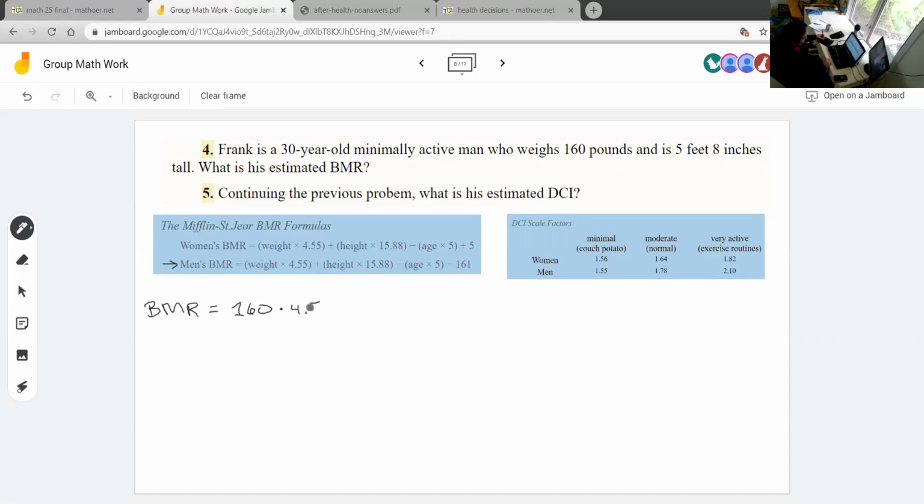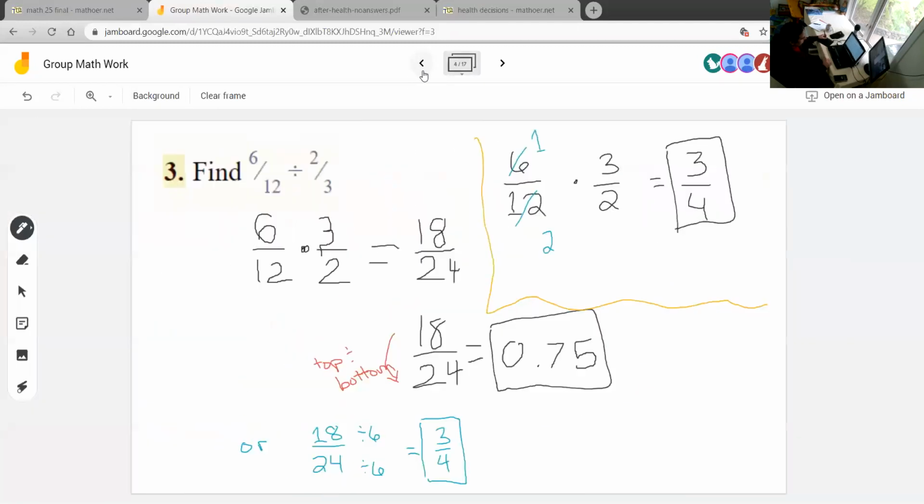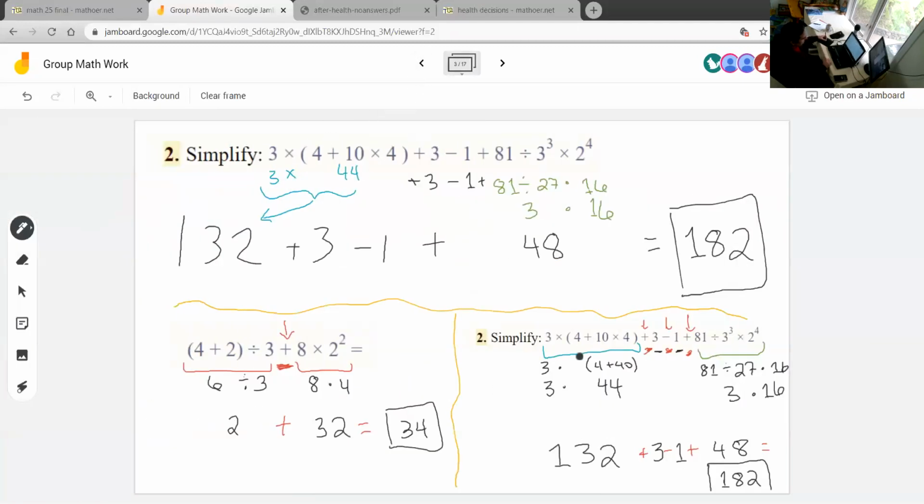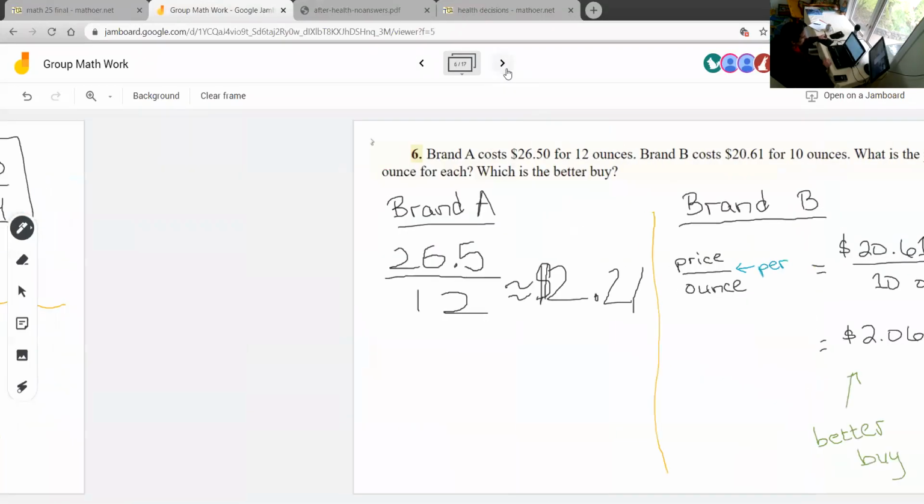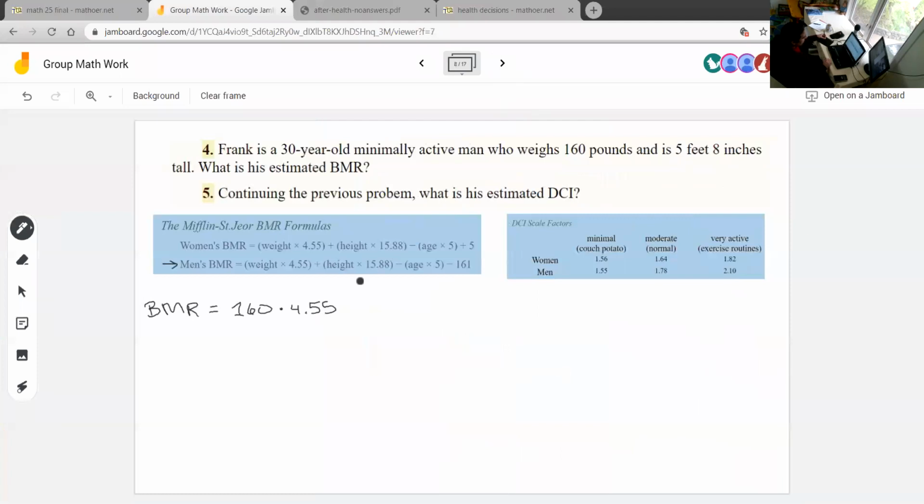We just talked a bit ago about terms. When I have a complicated bit of arithmetic, I can break it up wherever there's a plus or a minus and treat that as an independent segment. So we are doing that here: the weight times 4.55 is sort of its own thing, and the height times 15.88 will be its own thing.